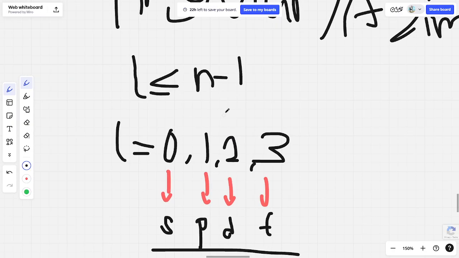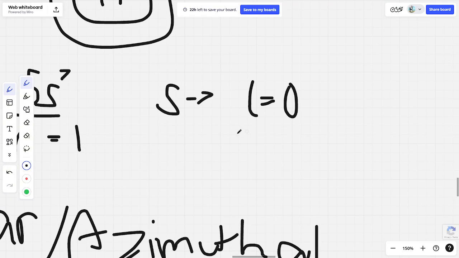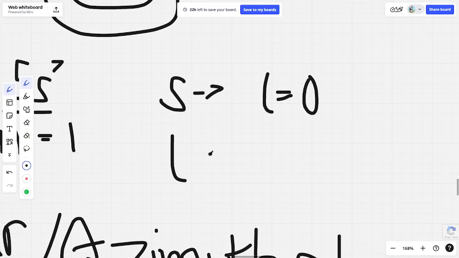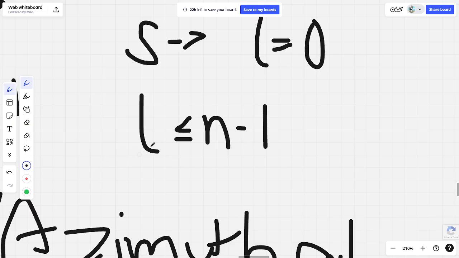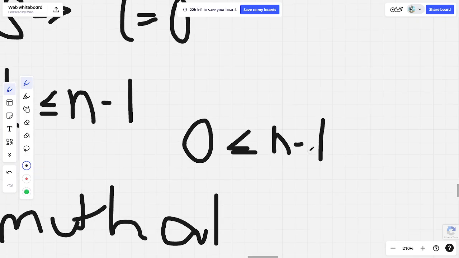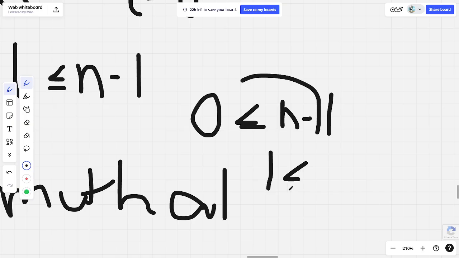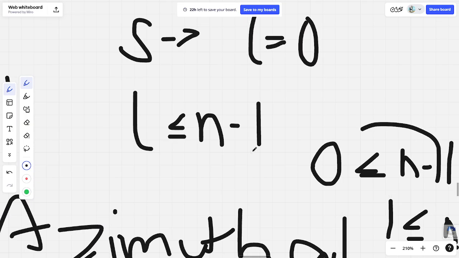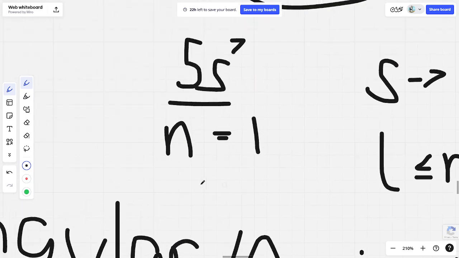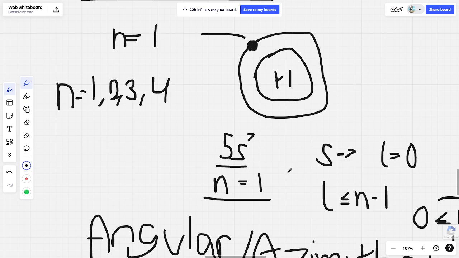So s corresponds to L equals 0. L is less than or equal to n minus 1. So we can substitute L with 0. So 0 is less than or equal to n minus 1. And then we can transpose this to get 1 is less than or equal to n. So by default, n is 1 if it's s. Yeah, that's just a fun math thing.